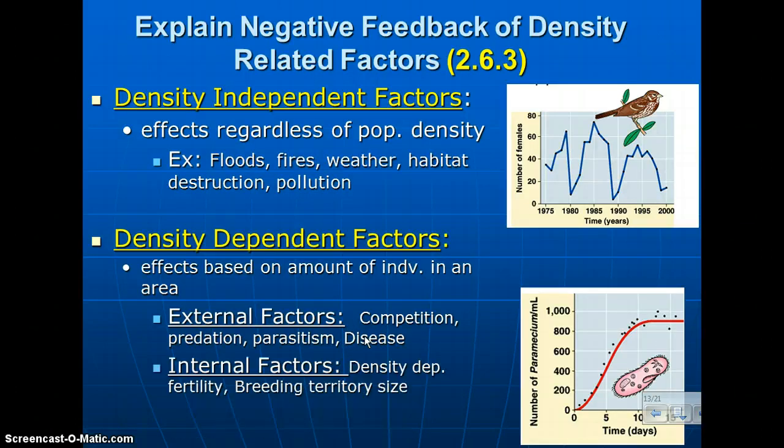There's also internal factors that are within the organism, such as certain organisms stop their ability to be fertile or breed if the density is too high and there's organisms too close by. That's, for instance, possible with paramecium. That's very common for single-celled organisms. And they'll see a very slow growth, and it'll hit carrying capacity on its own just because the population is too dense. So that's the effect of density on a population causing negative feedback loops.